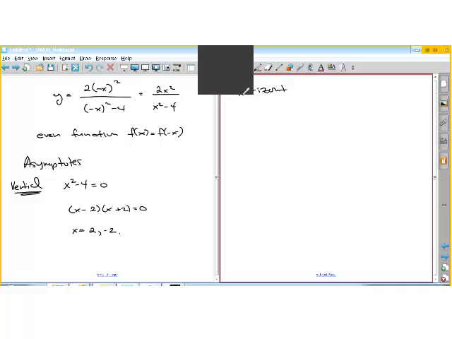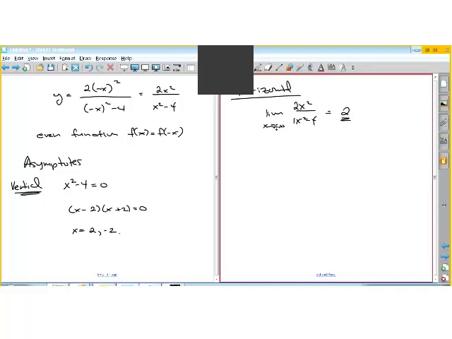Then you have your horizontal, and that's basically the limit as x goes to infinity of 2x squared over x squared minus 4. So we look at the highest order term, which is the x squared term, and they're both the same. So the answer is just going to be the ratio of the leading coefficients. So the answer is going to be 2.